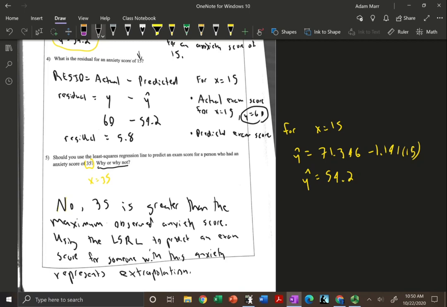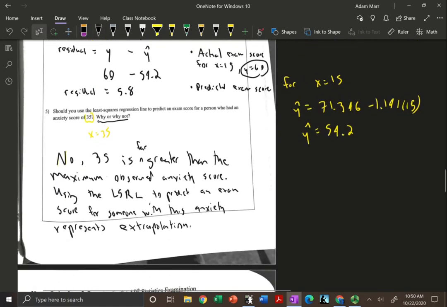But really, we kind of answered it right there because we said 35 is far greater than it is, actually, I should have just said right here, it's far greater than the maximum observed anxiety score. So that represents extrapolation for actually using values way to the right or way to the left of our general x values.